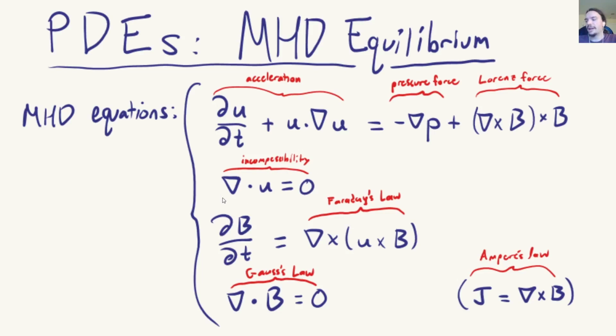Then we have the magnetic field. The magnetic field changes according to the velocity of the particles and the magnetic field itself. We take their cross product and then take the curl. And then finally we have Gauss's law that says that a magnetic field always has zero divergence. Sometimes we'll see the current pop up. That's just going to be the curl of the magnetic field.